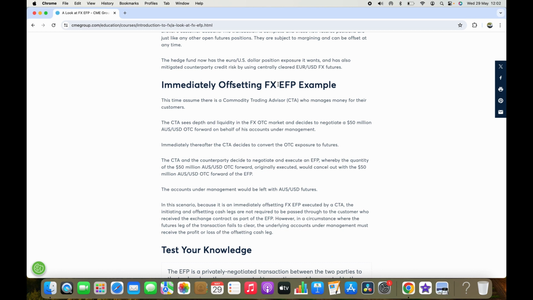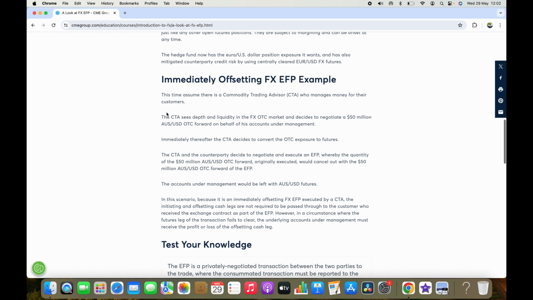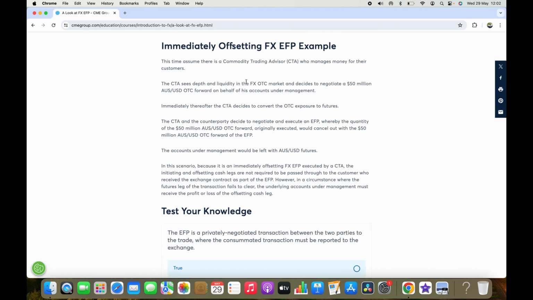Immediately offsetting FX EFP example. This time assume that there is a commodity trading advisor, CTA, who manages money for customers. The CTA sees depth and liquidity in the FX OTC market and decides to negotiate a $50 million Aussie USD OTC forward on behalf of his accounts under management. Immediately thereafter, the CTA decides to convert the OTC exposure to futures.